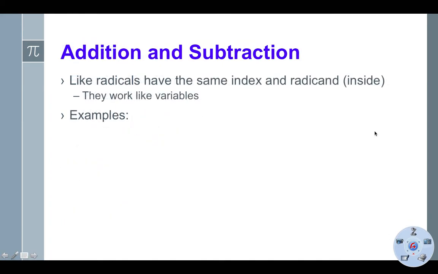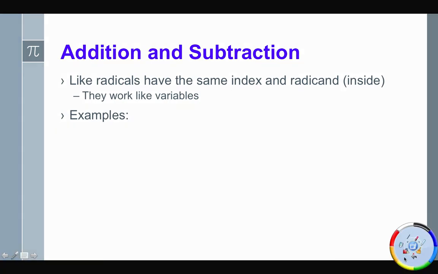When we add or subtract radical expressions or binomial radical expressions, again, we have to combine like terms, but we're only going to be able to add the radicals that have the same index and the same radicand. Radicand being the number on the inside of the square root, or the radical itself. And they're going to work like variables in general.